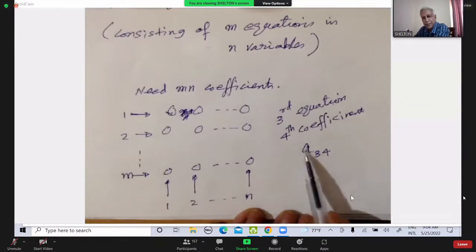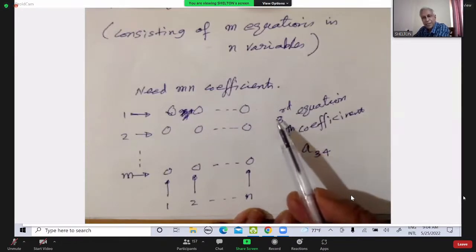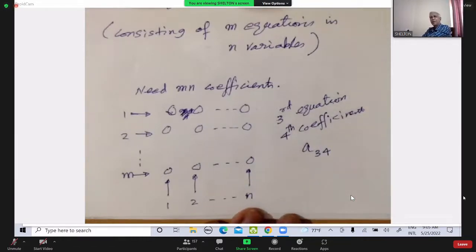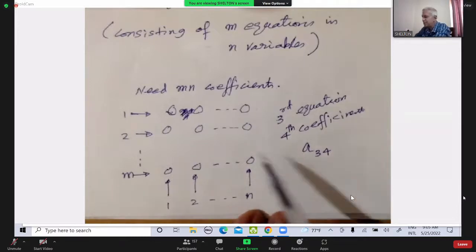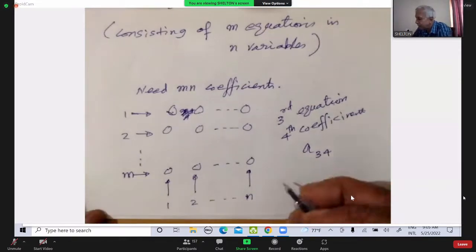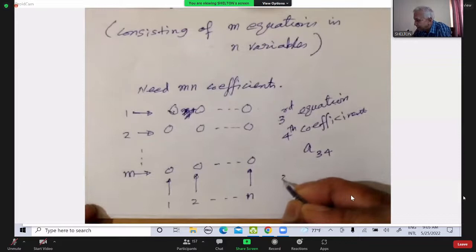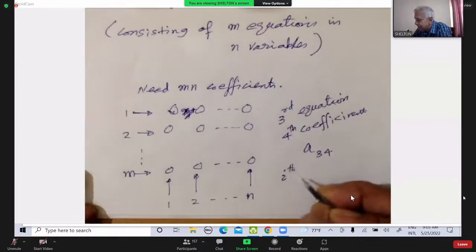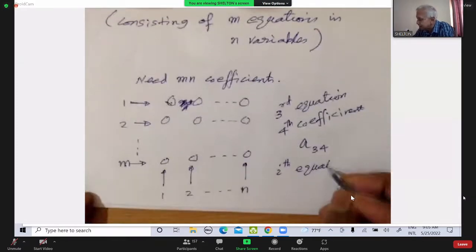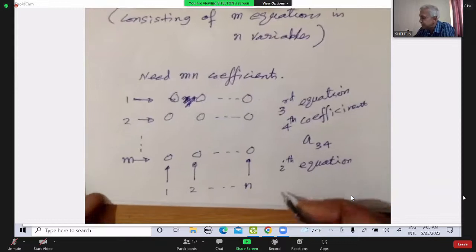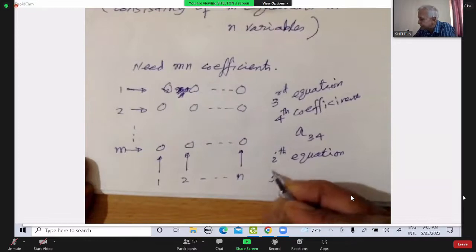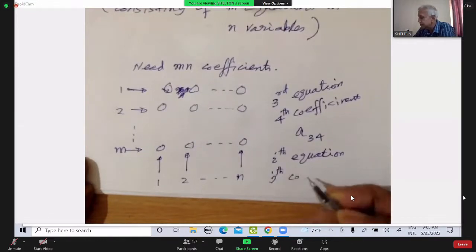Now a34 means the coefficient in the third equation of the fourth variable. Okay, so now the ith equation, jth variable, jth coefficient. Ith equation, jth coefficient. What is a good notation?